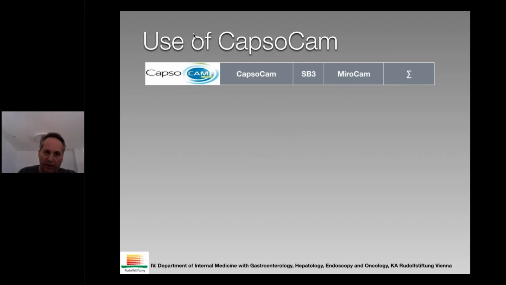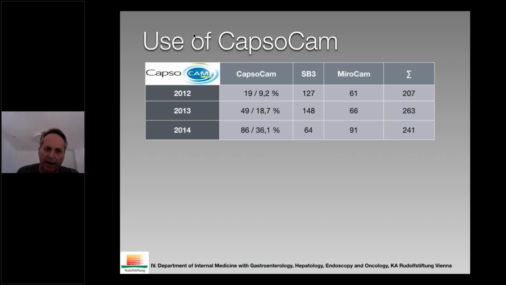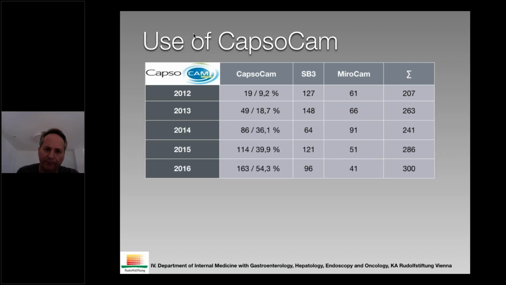So how we are using the CapsoCam. As I told you, we started in 2012 with a really small number. It was the first contact with the CapsoCam. We are showing how it is working. With the first generation, we had to cut off the head of the capsule to download the data. So we had a small number of 19. And over the years, you can see we're going up and going up.